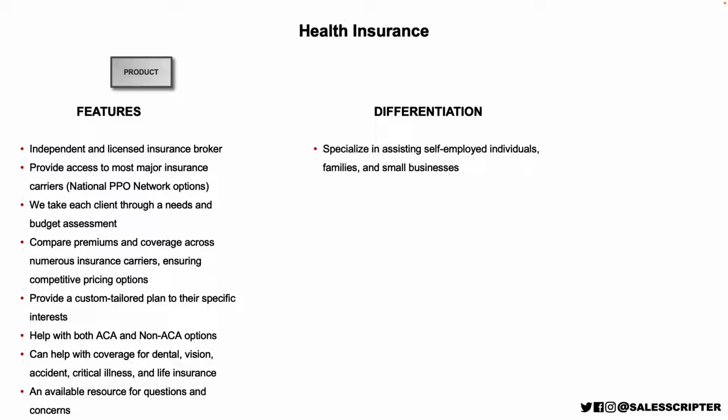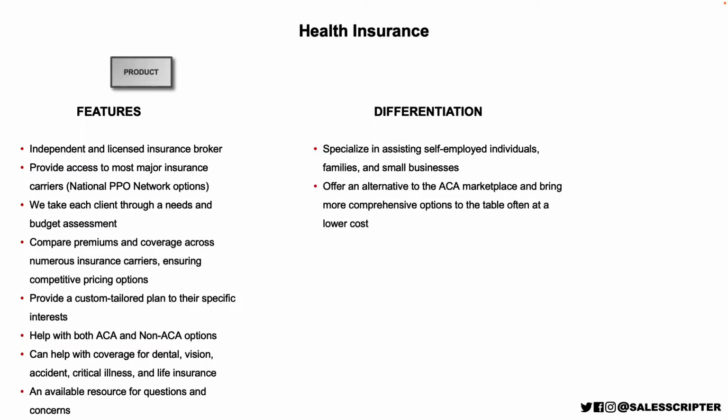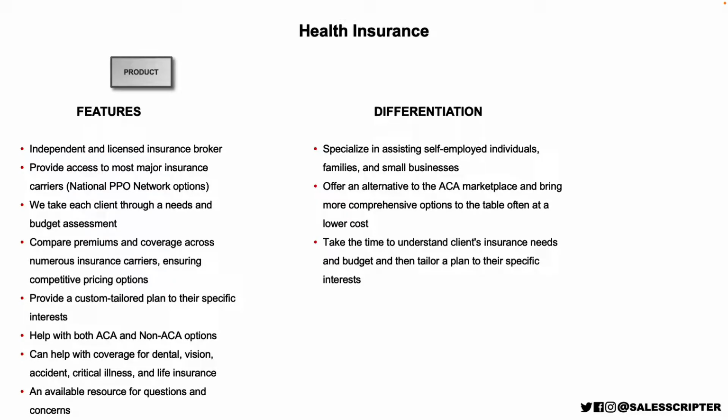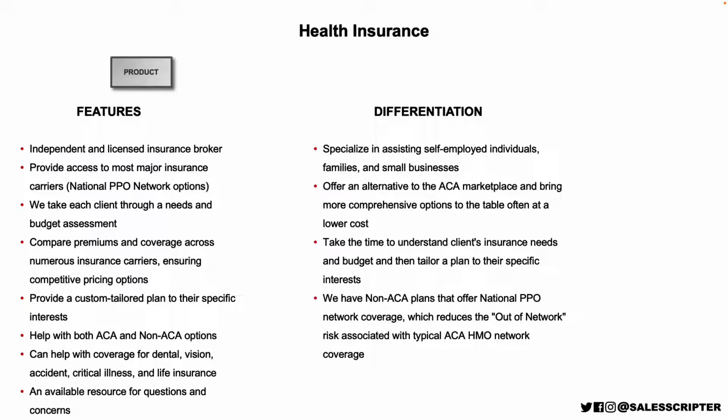Well, this agent specializes in assisting self-employed individuals, families, and small businesses. He can offer an alternative to the ACA marketplace and bring more comprehensive options to the table, often at a lower cost. He takes the time to understand clients' insurance needs and budget and then tailor a plan specific to their interests. And he has non-ACA plans that offer national PPO network coverage, which reduces out-of-network risks associated with typical ACA HMO network coverage. And premiums through him for non-ACA plans are typically 30 to 40% lower than ACA plans. So that is basically what he sells and how what he has to offer is different from other options out there.